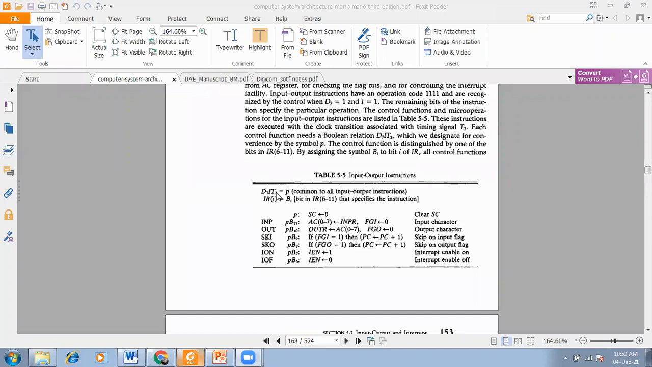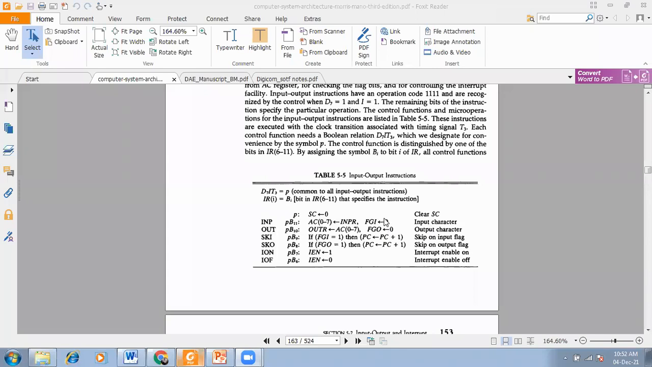You are indicating with bit number 11. What will happen? What operation will go on over there when you use this input instruction? See, input means input character. You are going to write something through the keyboard. Listen carefully. In that case, FGI should be 0.